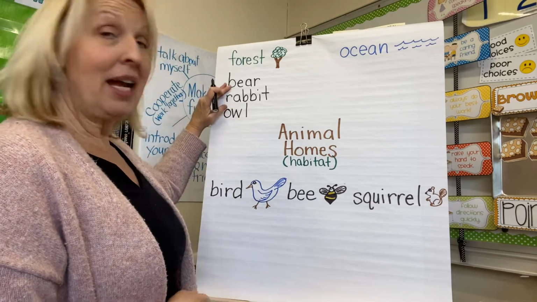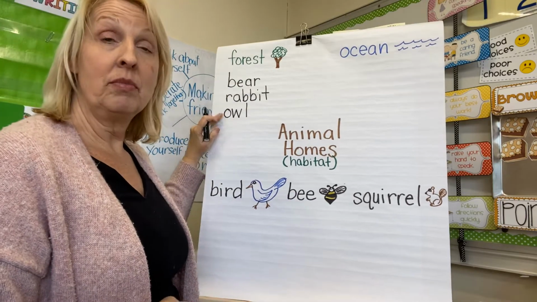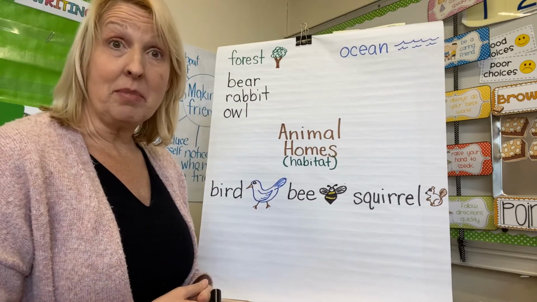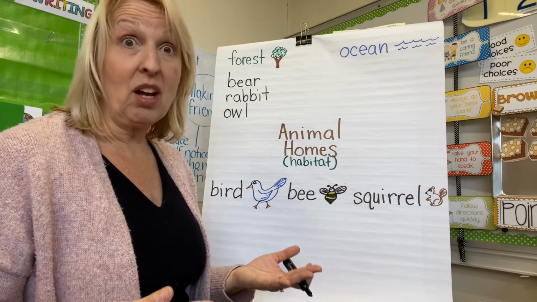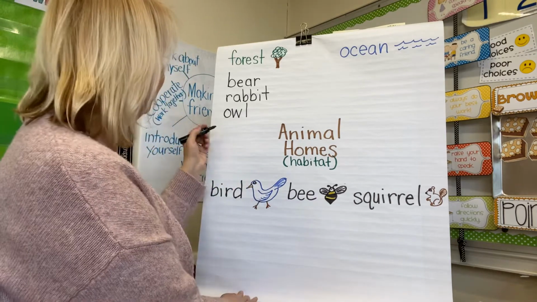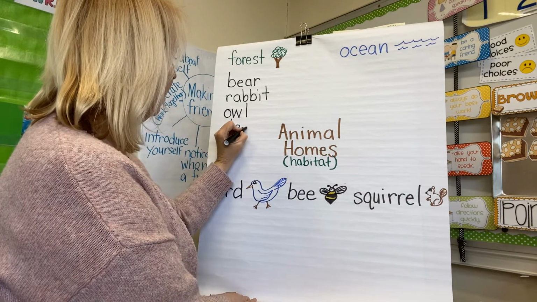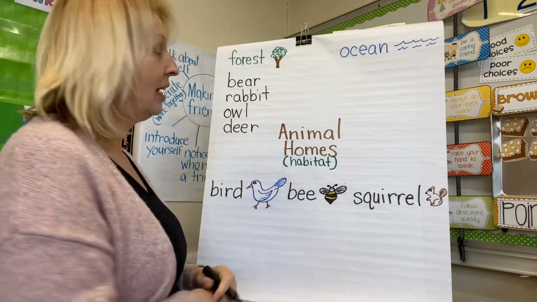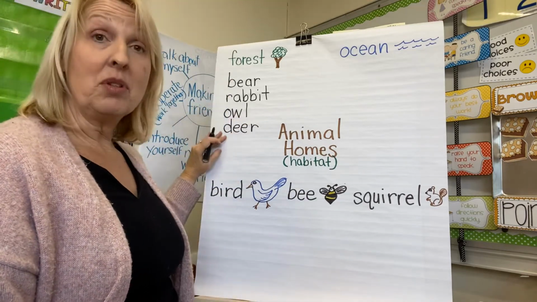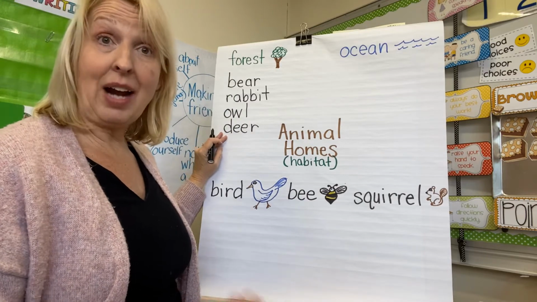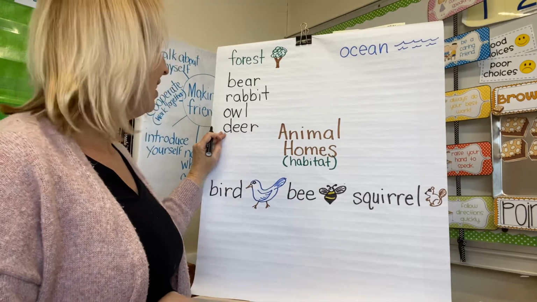So we have a bear, we have a rabbit, and we have an owl. Another animal that might come to mind, one that I grew up with, and I'm seeing a lot of, are deer. Yeah, deer like to live in the forest. All of these animals live in the forest, and that's their habitat because what they eat lives in a forest.